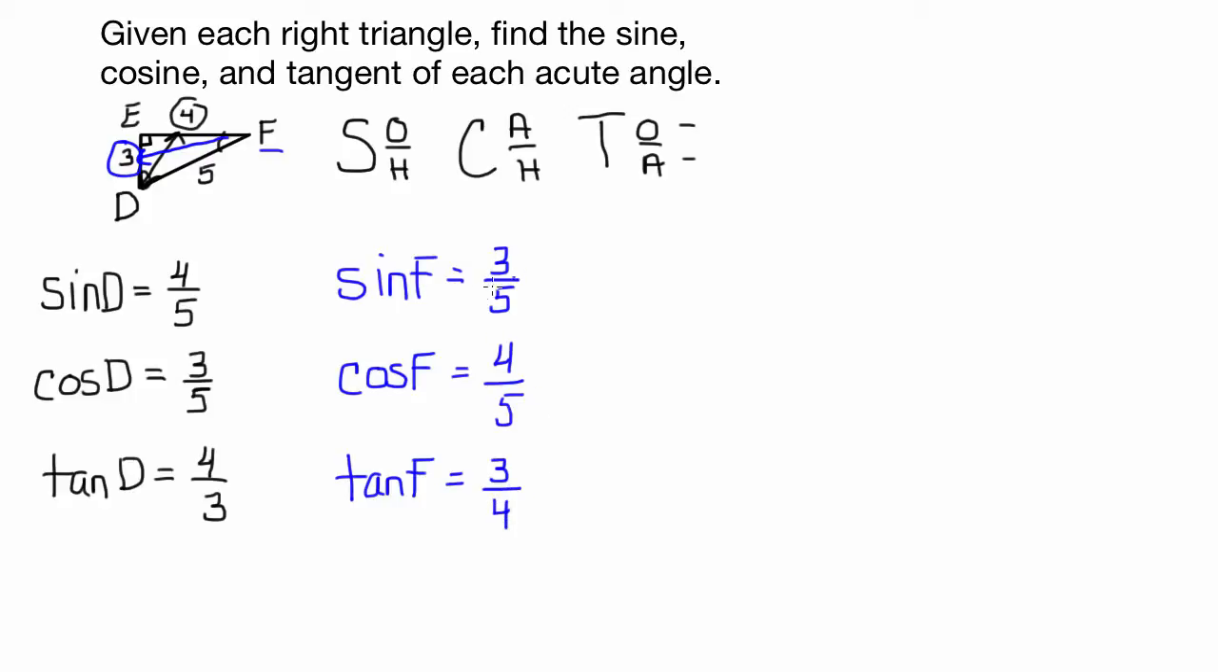And remember, I told you that you can notice the things that are the same: 3/5 for sine F and 3/5 for cosine D, 4/5 and 4/5, and then 4 over 3 and 3 over 4. So you probably did it correctly. Good job. I have another one down below, so let's check that one out.